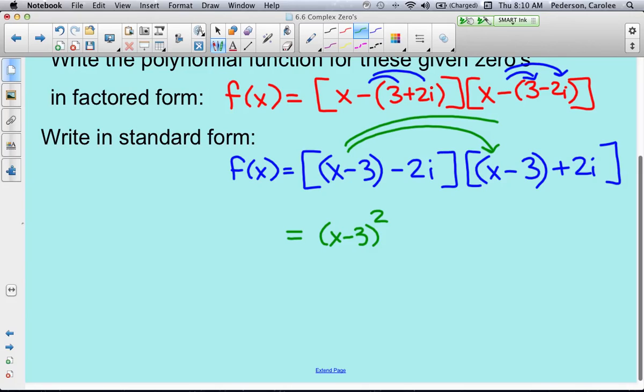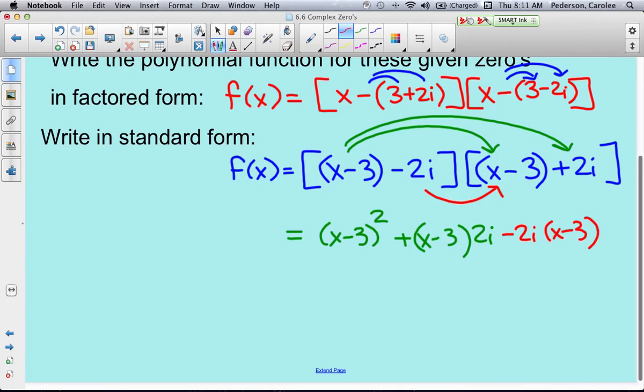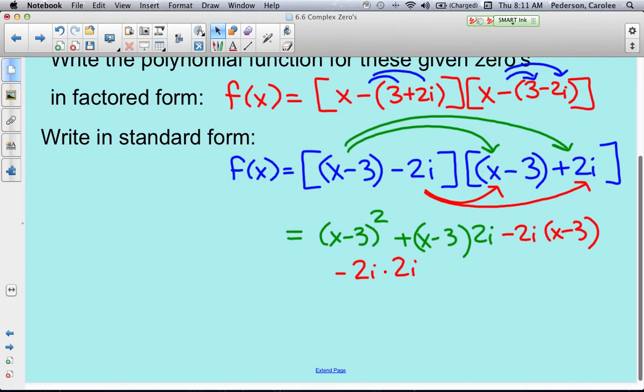Then we go to the outside. x minus 3 times 2i. Now we'll distribute the negative 2 to the parentheses. Negative 2 times x minus 3. And then negative 2i times 2i. I'm going to stop the recording there so we can finish this problem. We're at 11 minutes.